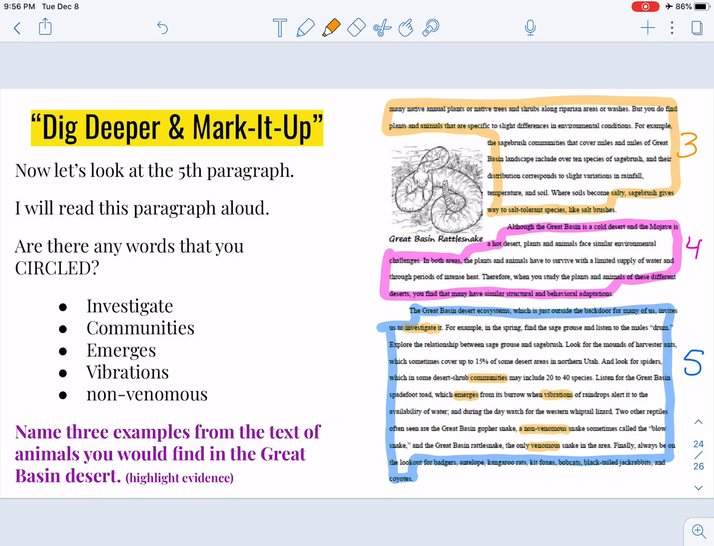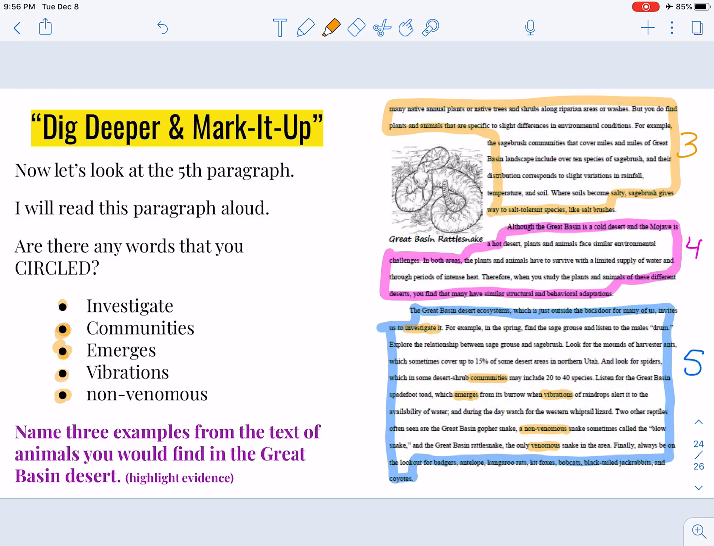Now, if you circled any of these words that I highlighted, including investigate, communities, emerges, vibrations, and non-venomous, let's talk about those really quick. To investigate something means to search through it, to find out answers to our questions about it. Like a science investigation, we are looking for answers. We are asking a lot of questions. We're seeing what is special about something.